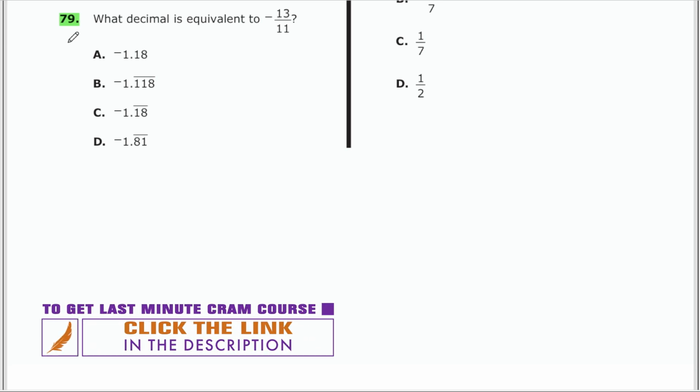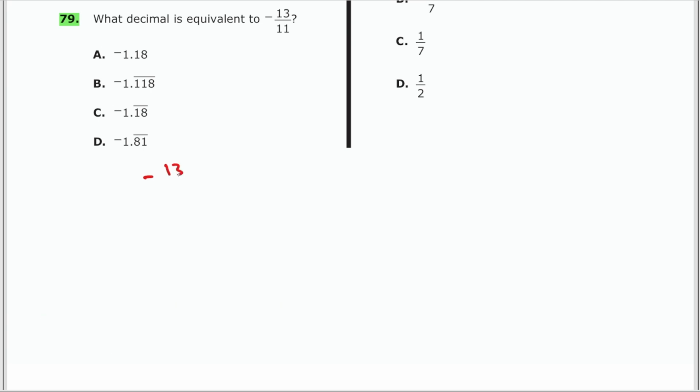So we have an improper fraction. It is negative 13 over 11. Let's first of all turn this into a proper fraction, although that's one of the things that I highly advise against, but this is one of those unique situations when you have to do it. So it's just negative 1 and 2 over 11.